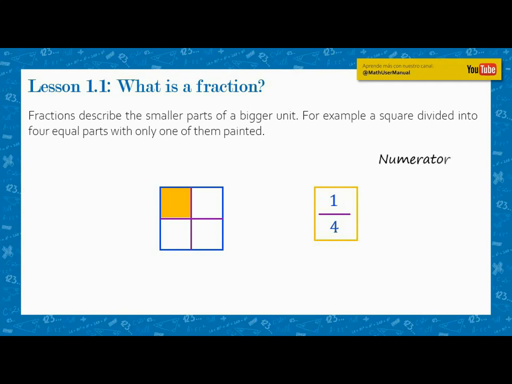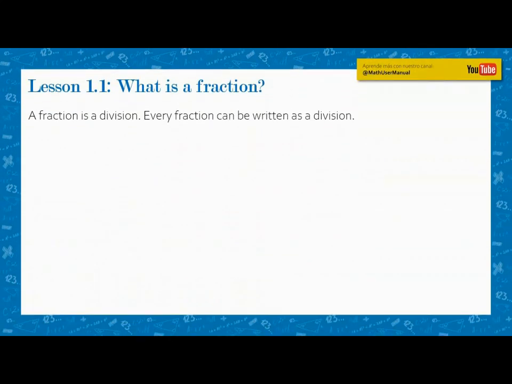The top part of the fraction is called the numerator, and the bottom part of the fraction is called the denominator. Now, fractions not only represent these squares divided and painted parts. In algebra, we use them as divisions, because that is what a fraction is, a division. Every fraction can be written as a division. So if we have b divided by c, the first number in the division, in this case b, goes on the numerator of the fraction. And the second part goes in the denominator of the fraction. So b divided by c can be written as b over c.